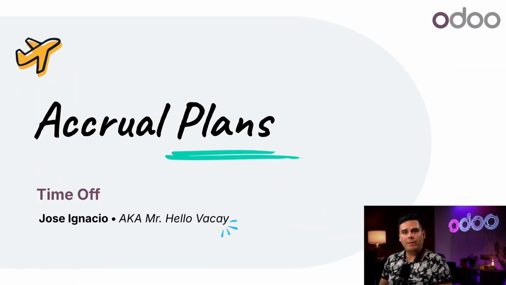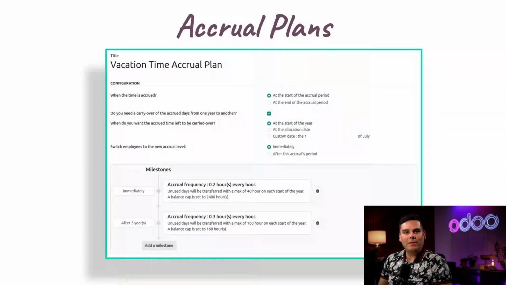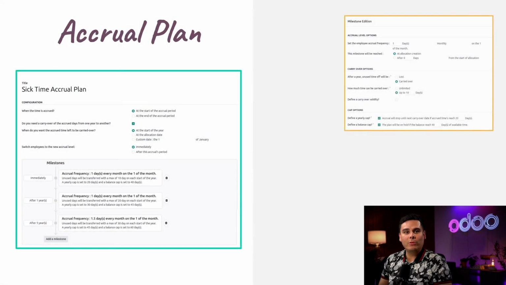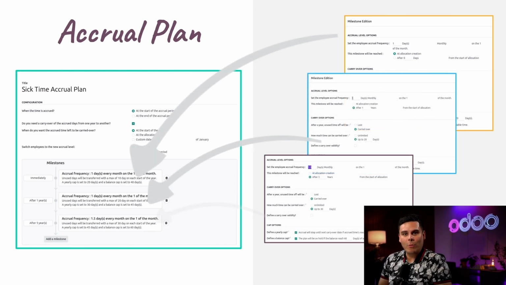Everyone enjoys taking time off now and then. For some employees, time off is given up front. For others, it's earned as they work. And that's just what we're going to discuss today: accrual plans, what they are and how they work. Accrual plans are the set of instructions or rules that tell Odoo how much time off our employees earn, when they earn it, and if any time off expires. So follow me as we create a new vacation plan for time off.